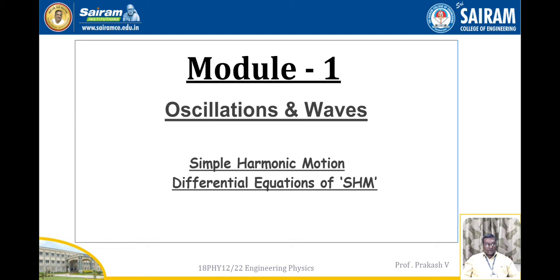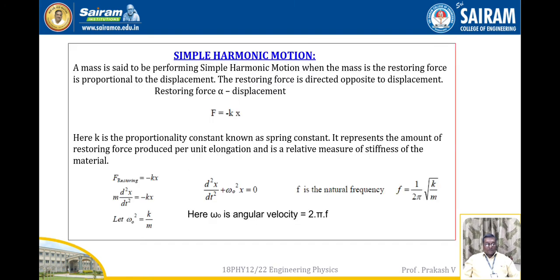Next, I am going to explain simple harmonic motion. A mass is said to be performing simple harmonic motion when the restoring force is proportional to the negative of the displacement. That is, F is proportional to minus of displacement. When we remove the proportionality, a constant comes into the picture. So F is equal to minus k into x. Here k is a proportionality constant, also known as spring constant or force constant.